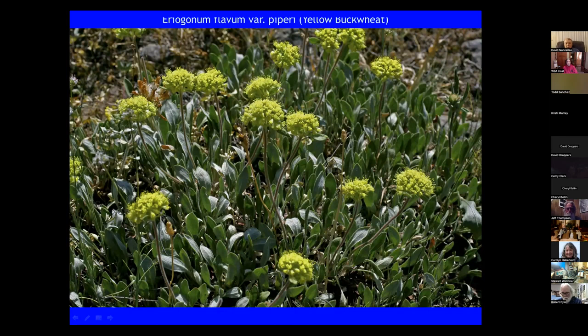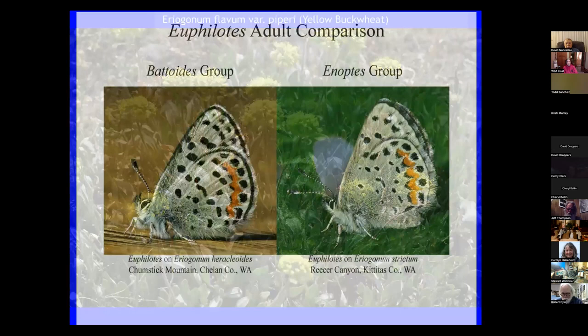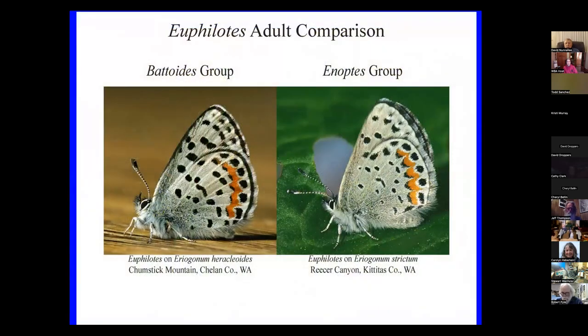But we went to this big patch of, these are called yellow buckwheats, by the way. Just for quick review, remember that our buckwheat blues come in two basic groups, the Batoides or score spotted group and the Anoptes or dotted group. The left side is typical of the Batoides group of Euphilotes buckwheat blues. And on the right side, we see one that's much finer maculated, finer, usually rounder spots. And this is the dotted blue group.